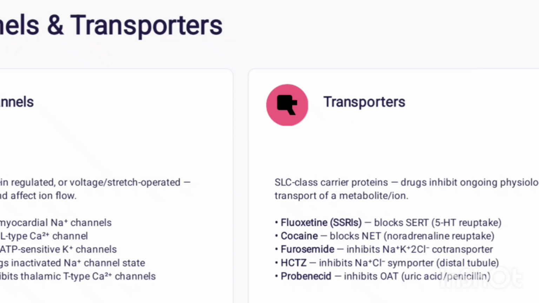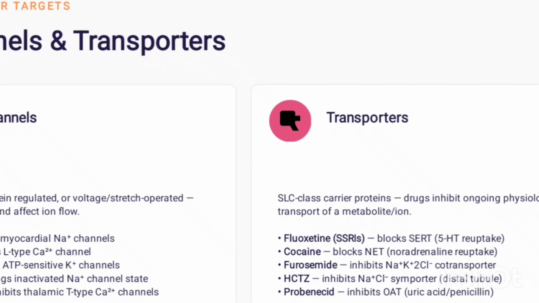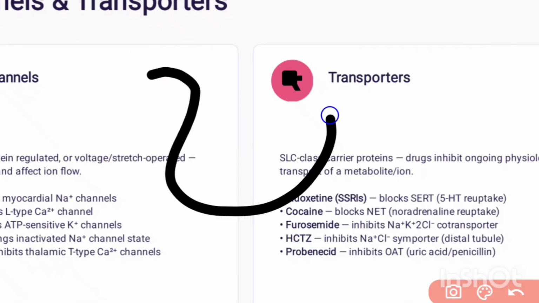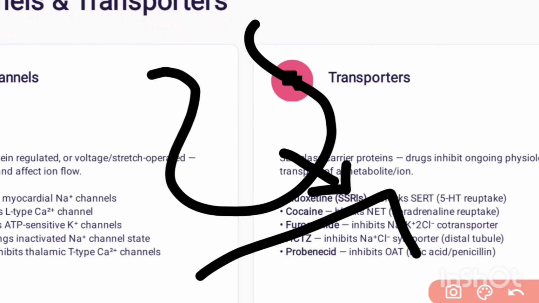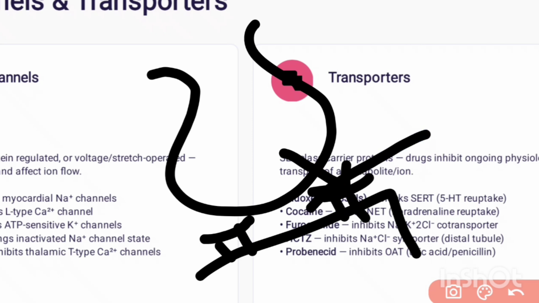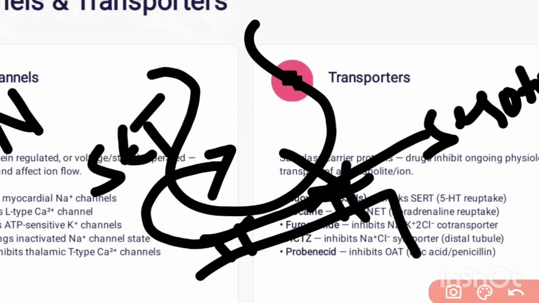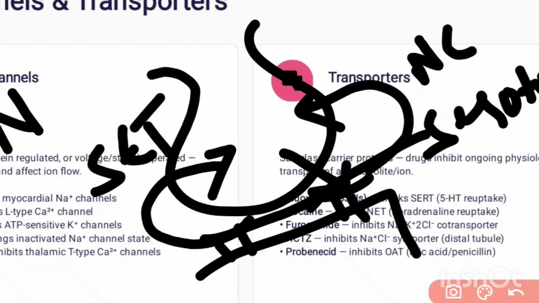For example, take serotonin. Whenever required it will be released and act on the receptors. After acting on the receptor, some of the serotonin is degraded by enzymes, and some is taken back again after eliciting the response. This reuptake is mediated by serotonin transporters. In the same way, norepinephrine, after release, is taken back with the help of norepinephrine transporters.